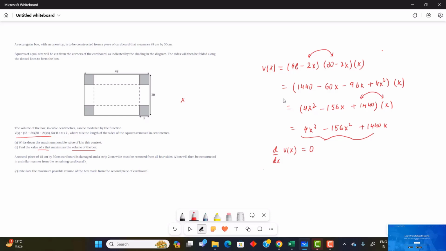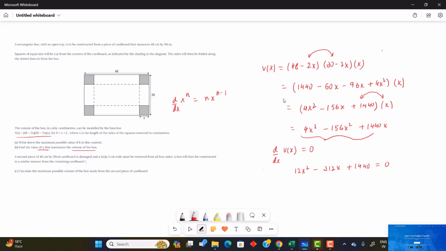Let's do that. So d/dx of 4x cube will be 12x square. And which formula are we using over here? d/dx of x to the power n is equal to n times x to the power n minus 1. So 4x cube will have 3 in front of it, and then x cube changes to x square, and 4 times 3 is 12, so that's 12x square minus 312x plus 1440 is equal to 0.